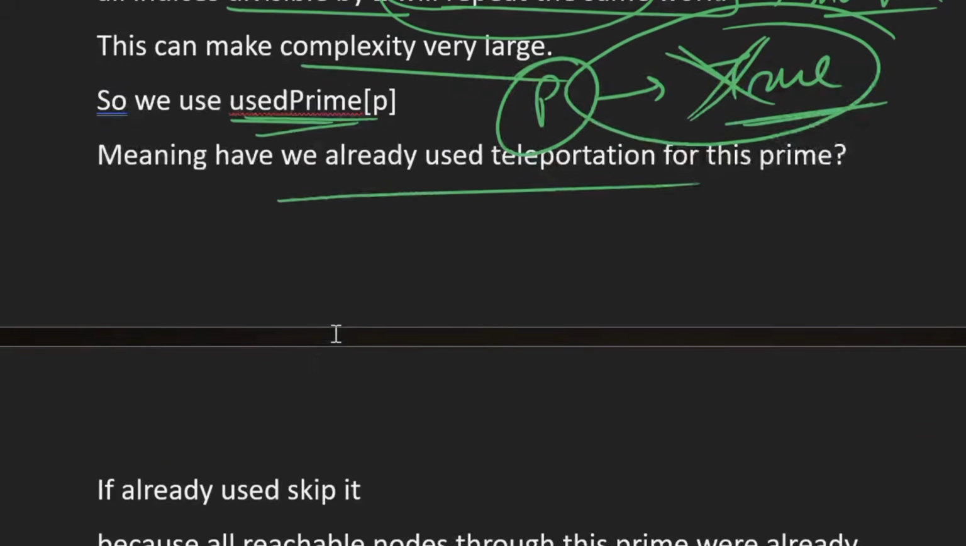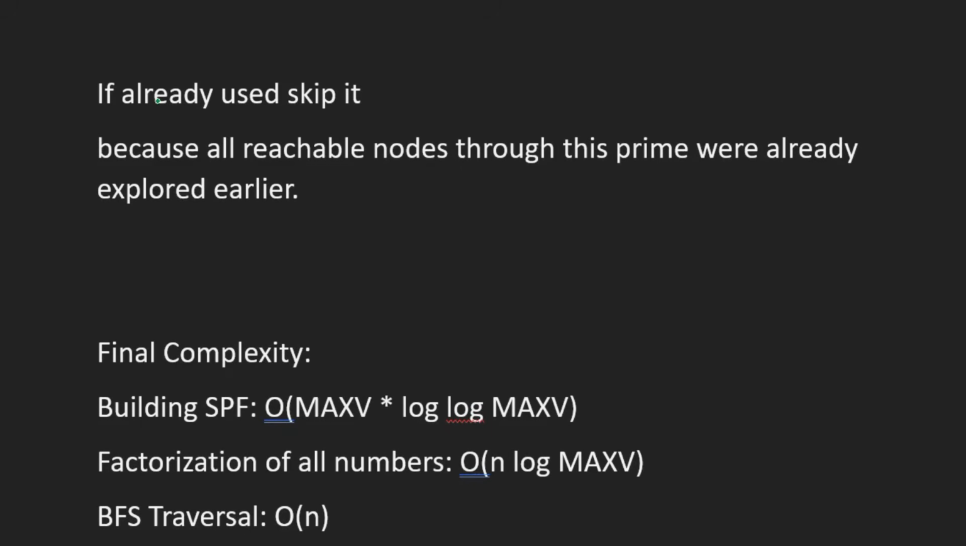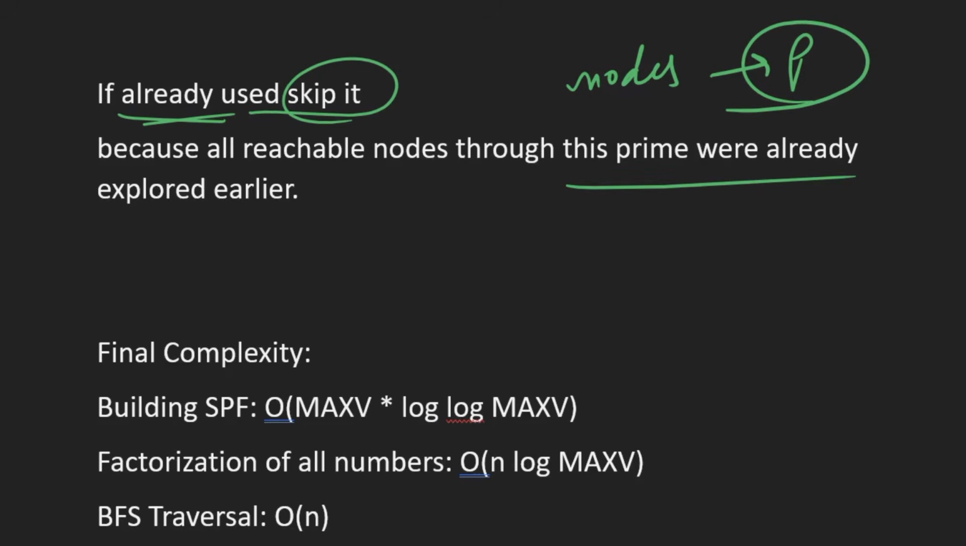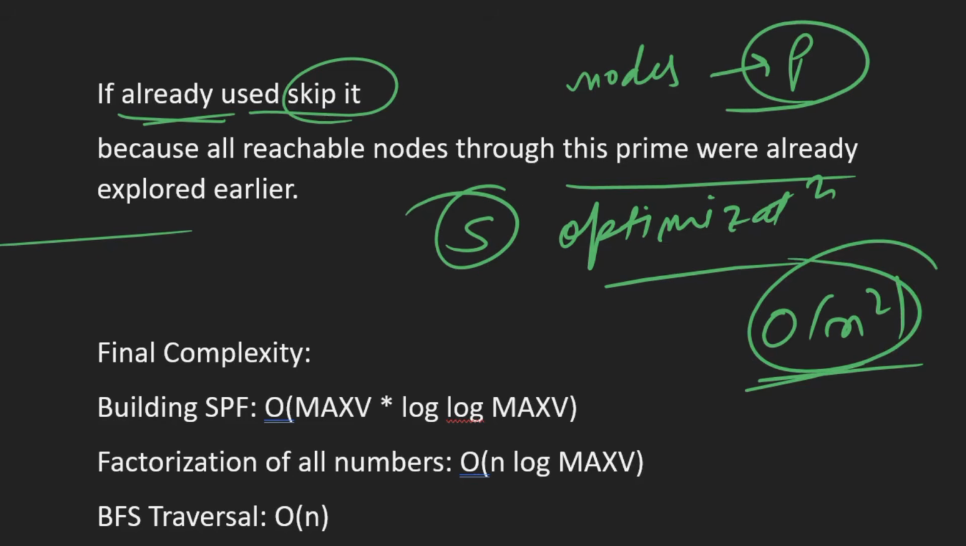So this is one more optimization. That means if the prime number is already processed, then we skip it, because all the nodes that are reachable by that prime number p are already processed, or explored, right? So these are the five optimizations which we have done in the current code to reduce it from big O of n square, right?